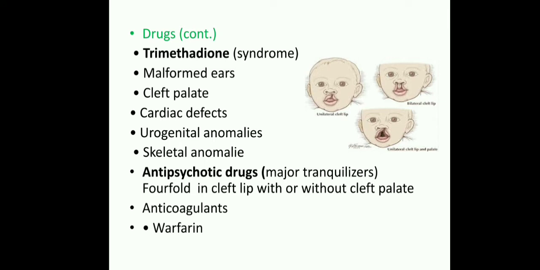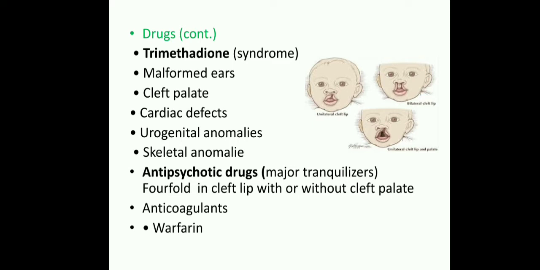Because of the use of the trimethadone drug, the child suffers from malformation of the ears, cleft palate, cardiac defects, urogenital anomalies, and skeletal anomalies. These congenital malformations are present when the mother uses the trimethadone drug. Look at this picture. There are a total of 3 images.